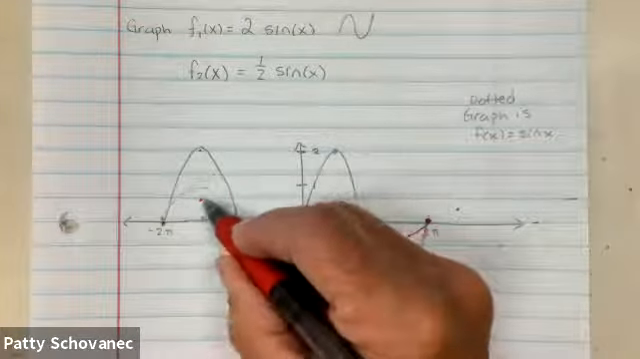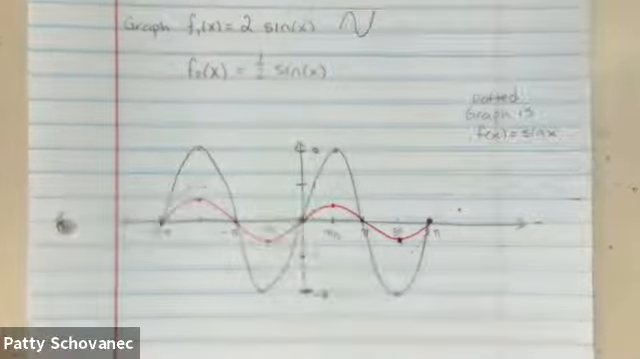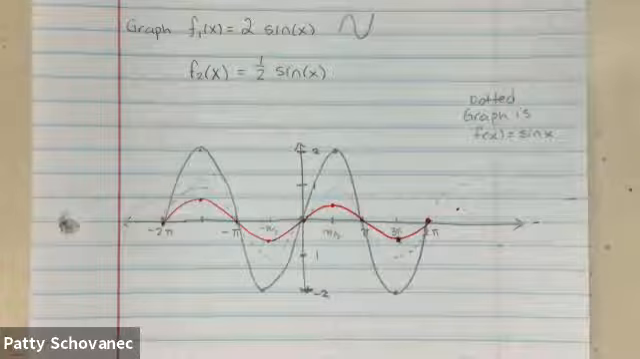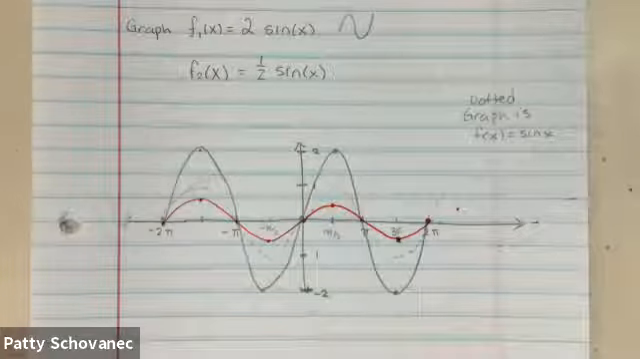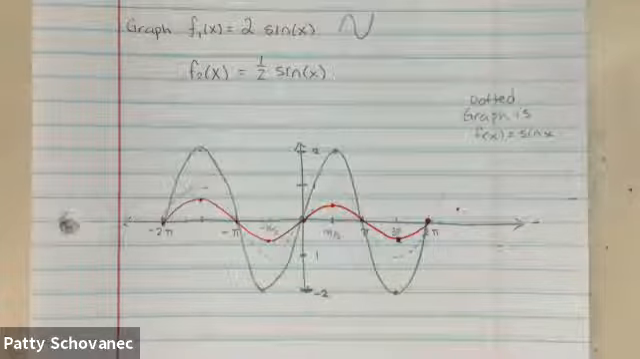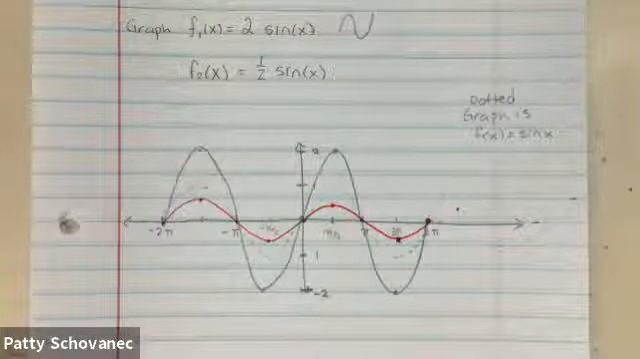And the multiplier controls the height above and below that horizontal axis. Whatever that number is going to be the tallest point. And then again, if that number is negative, it reflects the graph about the horizontal axis.